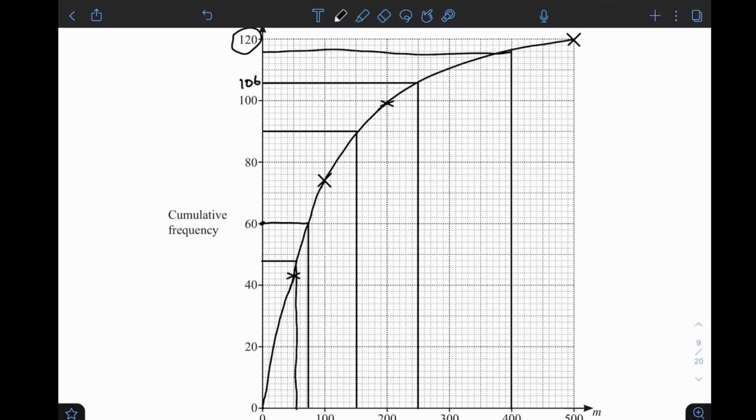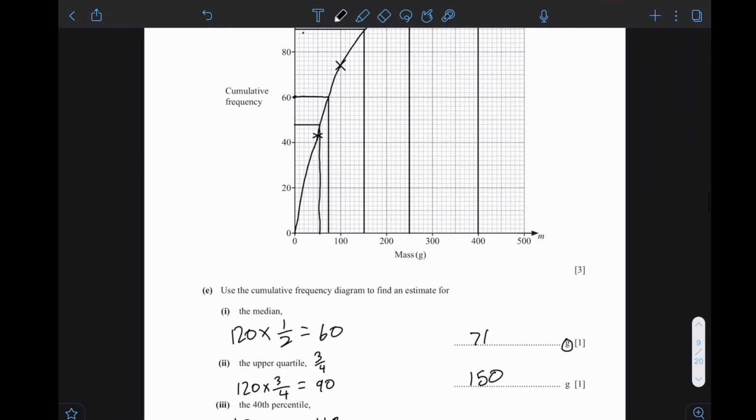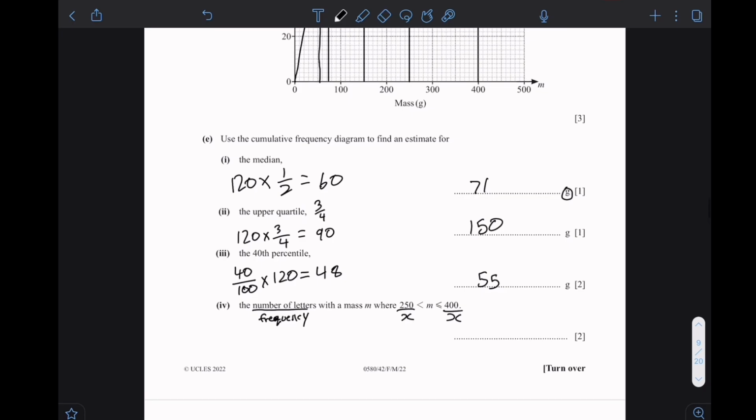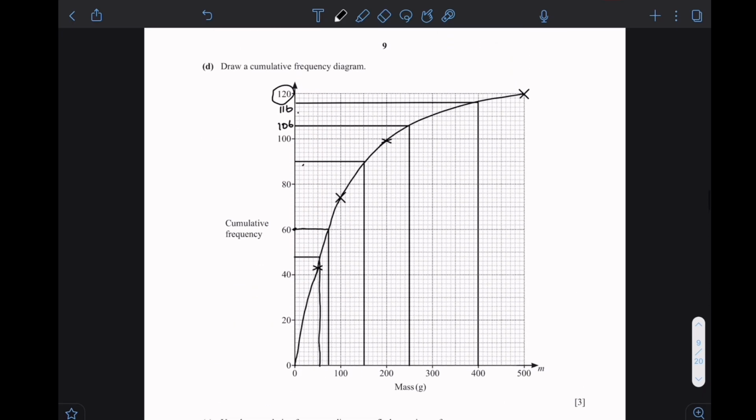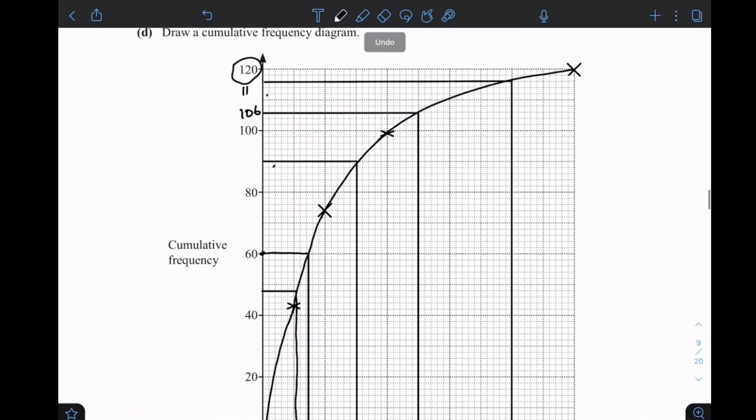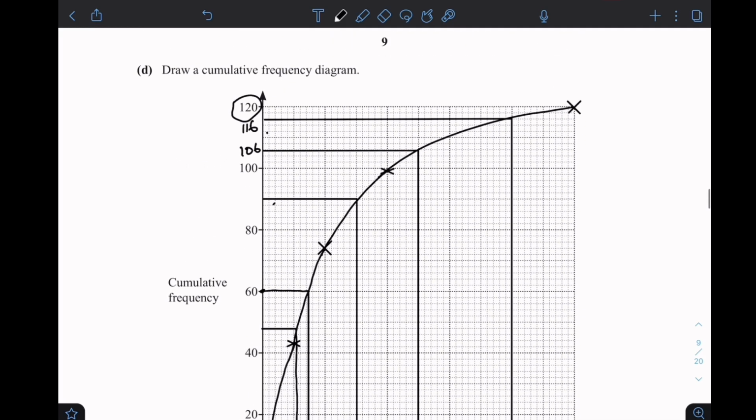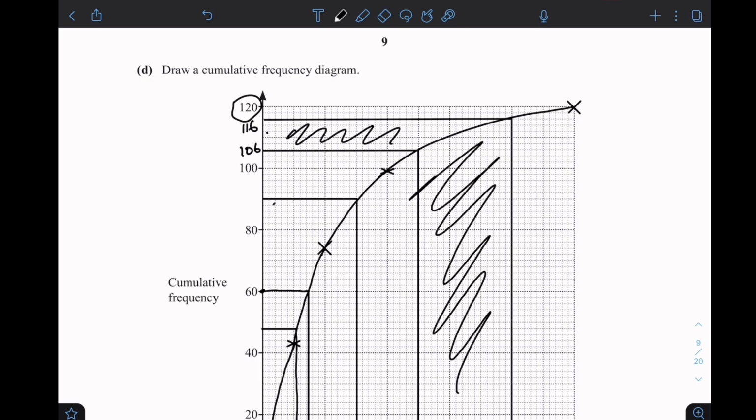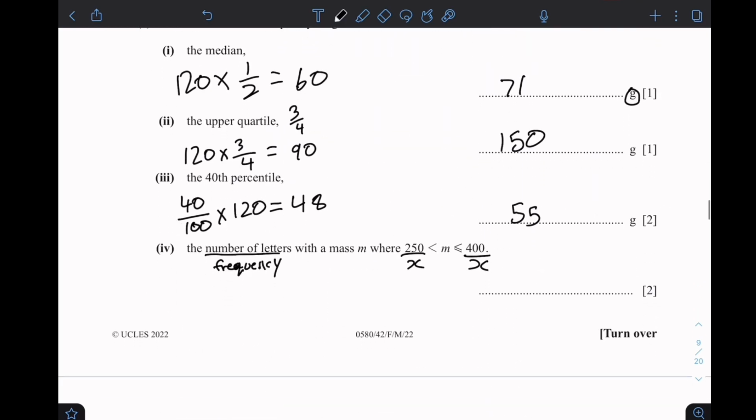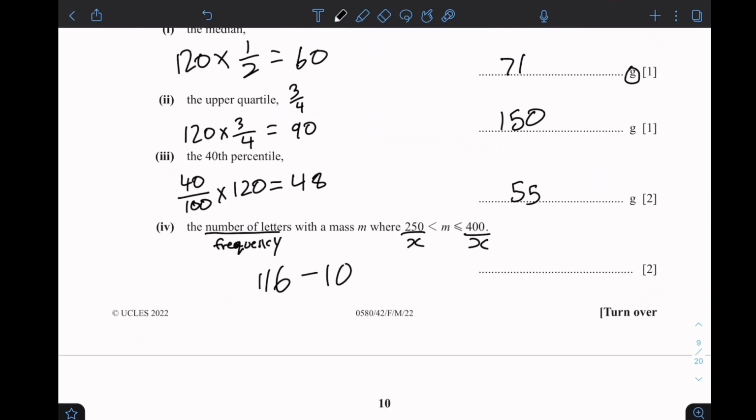Sorry, 108, 110, 120. 116. So basically, you have to find the number of letters with the mass where 250 is less than m is less than or equal to 400. So when the mass is 250, it hit 106, and when it hit 400, it was 116. So you need to find the number of letters in this range. So that is 116 minus 106, which is equal to 10.